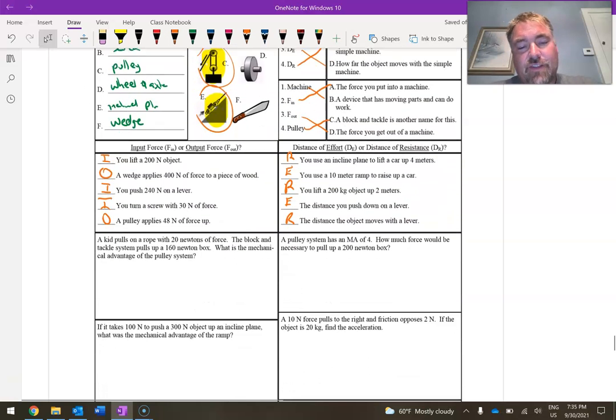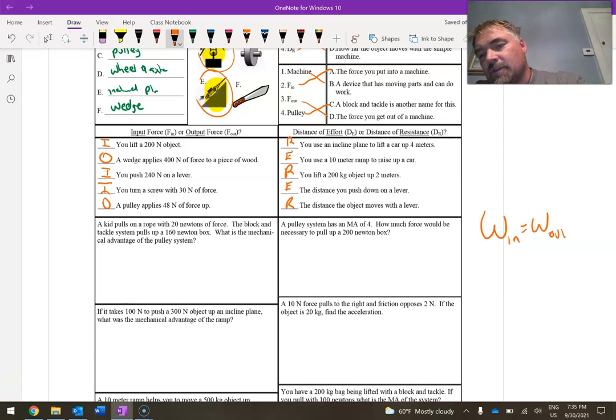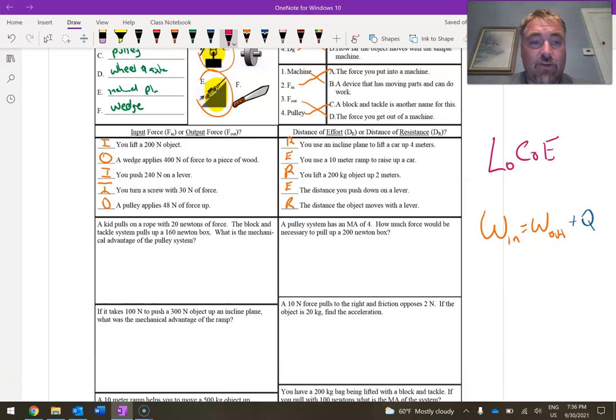Now, as far as the equations, you've got to remember that the law of work states that the work you put in is equal to the work you get out. And if there's any left over due to friction, that'll be the energy that's lost to friction. This is just basically a rewrite of the law of conservation of energy, because remember, work is energy.